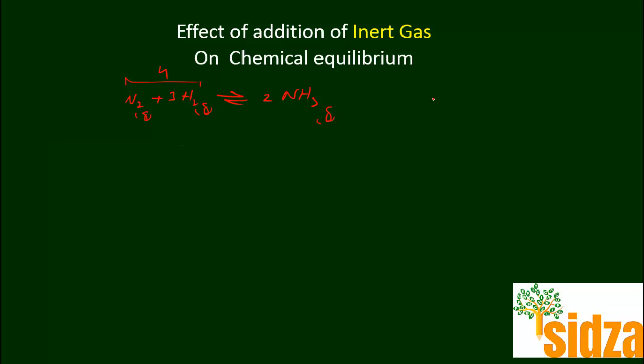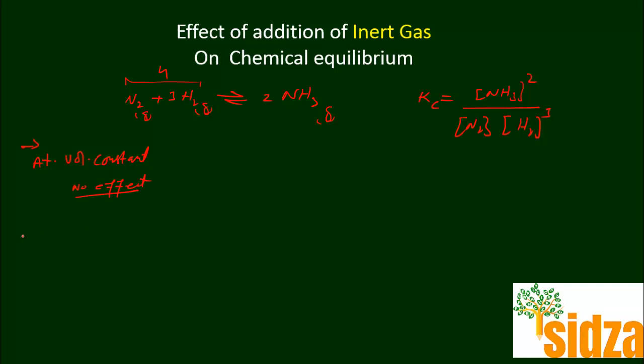But before that, let me write down the equilibrium constant for this equation. So K will be the concentration of ammonia to the power 2 over N2 and H2 to the power 3, right? So when the volume is constant and you are adding the inert gas, there will be no change in the volume, so no change in the molar concentrations, right? The molar concentration of all those terms will remain constant, so there will be no effect of adding the inert gas at a constant volume.